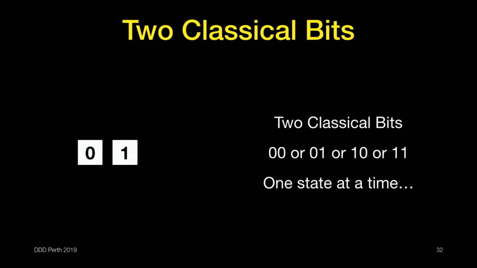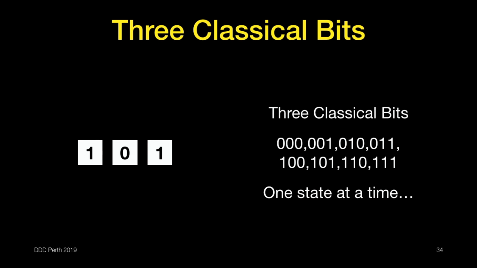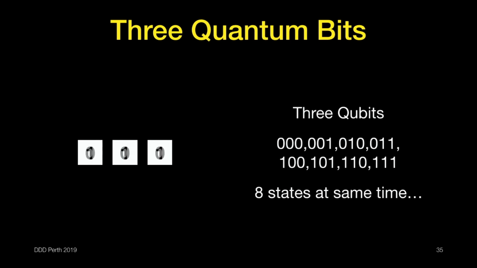If we keep on doing this, of course, in classical computers, we have 2 bits. We have 4 states, but we're still in one of those 4 states. Quantum computers, if we have 2 qubits, we have 4 states, but we're in all of those 4 states at once, if we decide to be in all of those 4 states. And we can keep on going. 3 bits, 8 states, in one of those states. The quantum one, 3 bits in 8 states at the same time.